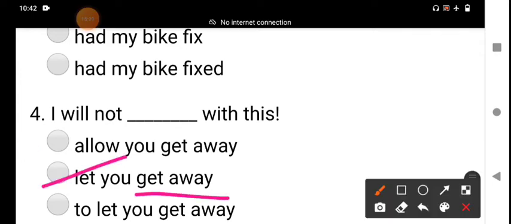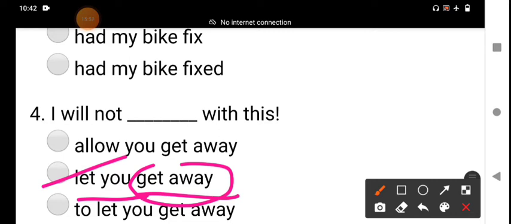I will not let you get away with this. I will not permit you, I will not allow you. That is the meaning. I will not let you. This is the structure: let plus object plus V1 verb. Let is the causative verb, then object plus V1. Get away. The past tense is got away.